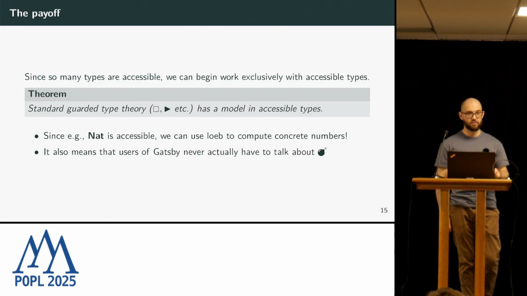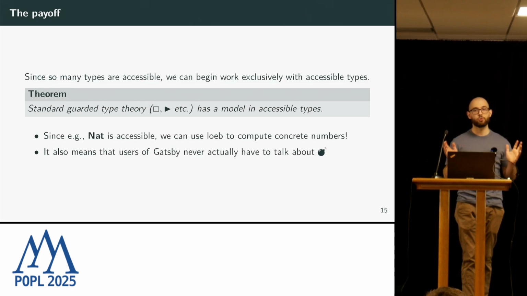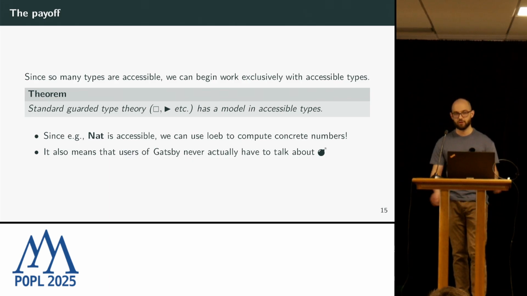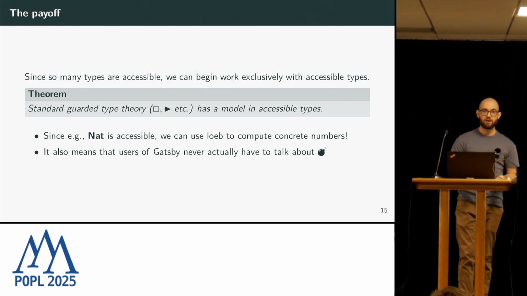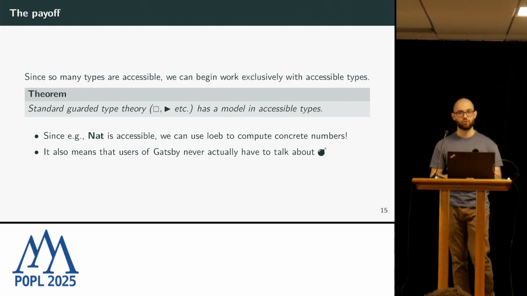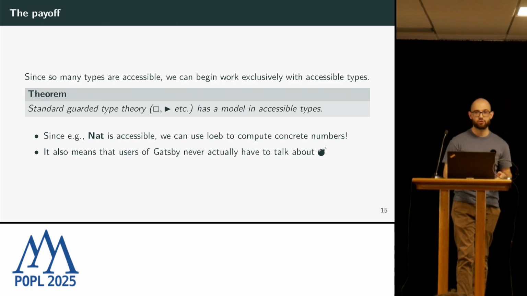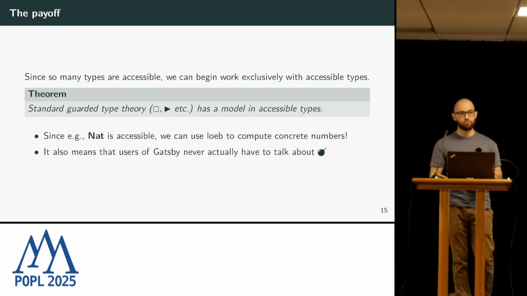And so the consequence of this is that we can take normal guarded type theory with all the normal operations, normal connectives, Martin-Löf type theory, that sort of thing, and interpret it into Gatsby and compile Löb induction in that standard guarded type theory to our definable version of Löb induction. And in particular, a user basically never encounters a non-accessible type. They do exist, they just don't come up as much. And the consequence of that is that when you're programming in Gatsby, you just get to kind of pretend Löb induction exists. And you get to never talk about BOM in particular.